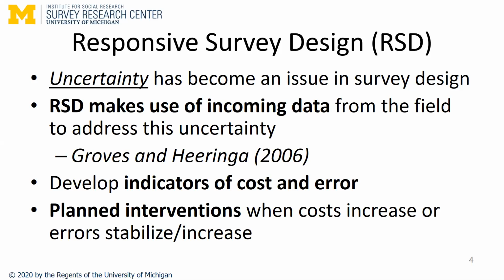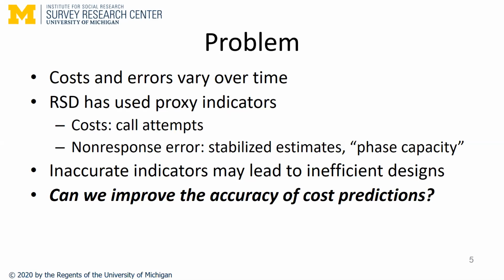I think the focus has probably been more on the error side. But if you look back at the Groves and Heeringa paper, you'll see that they do a fair amount of discussion of costs. And then use planned intervention when either costs increase or errors either stabilize or increase. So there are some kinds of decision rules in the background, but here it's important to note that costs are an important part of that decision rule. And costs and errors vary over time, so it might be hard to predict them.